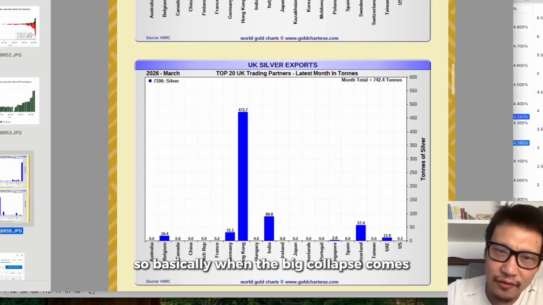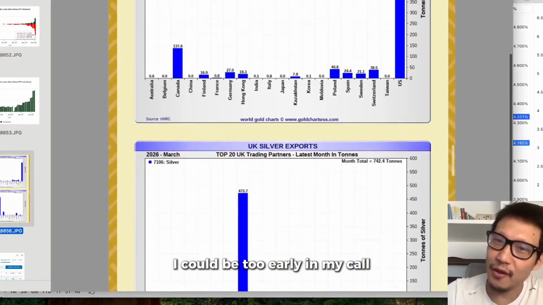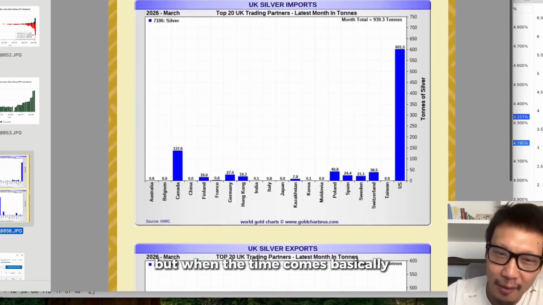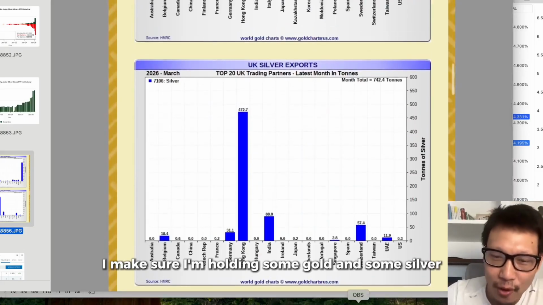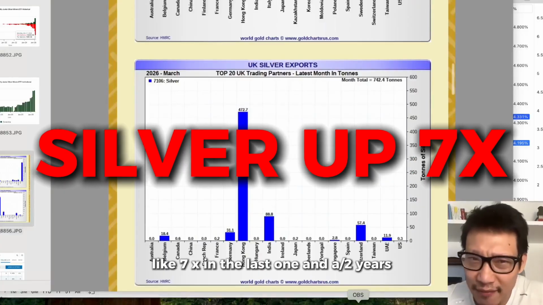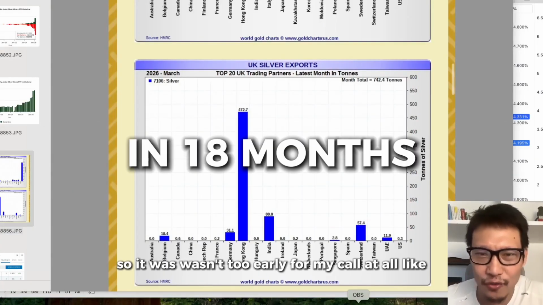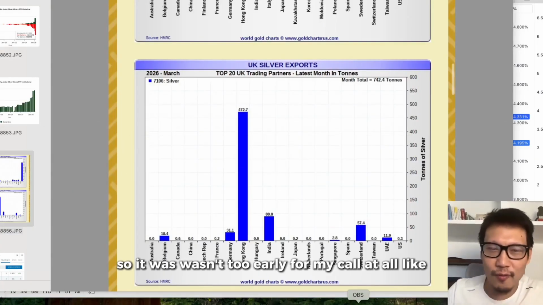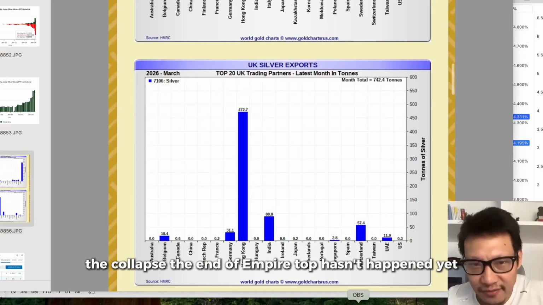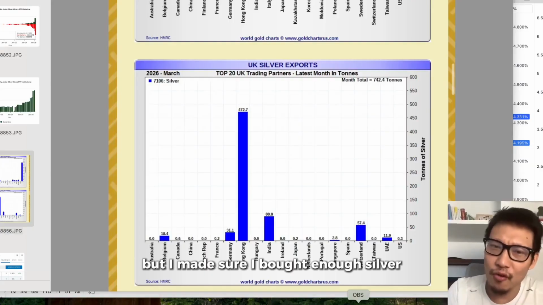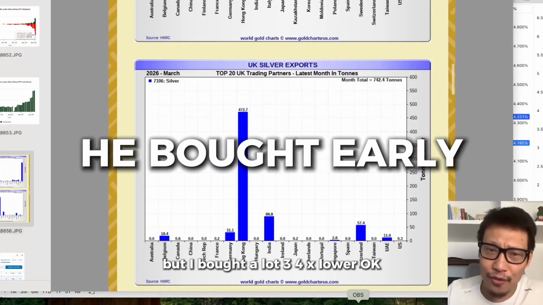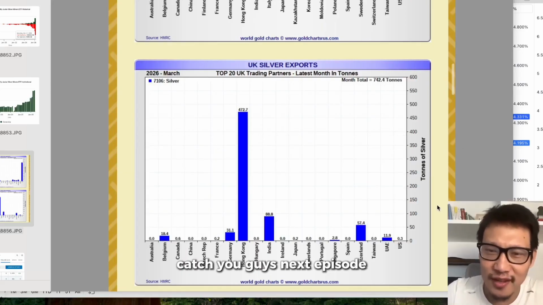They've listed that. So basically, when the big collapse comes, I could be too early in my call, like that Michael Burry guy. But when the time comes, I make sure I'm holding some gold and some silver. And silver's already gone up like 7x in the last 1.5 years. So it wasn't too early for my call at all. The collapse, the end of empire top, hasn't happened yet, but I made sure I bought enough silver back when it was low. I didn't catch the bottom, but I bought a lot 3-4x lower. Okay, catch you guys next episode.